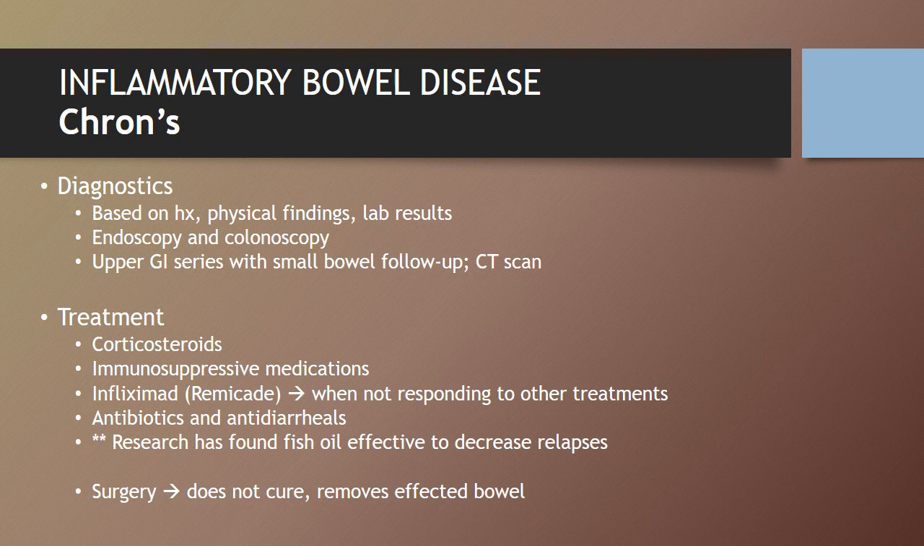infliximab, or Remicade. You've probably heard of Remicade before, but this is going to be the treatment of choice for Crohn's if they don't respond to any other treatments. They may also get antibiotics, antidiarrheal agents to stop them from having diarrhea, and then fluid and nutritional supplements as needed. There's also research out there that has found that fish oil is actually very effective to decrease Crohn's relapses, to keep them from having flare-ups.